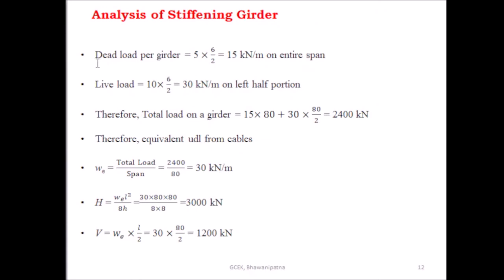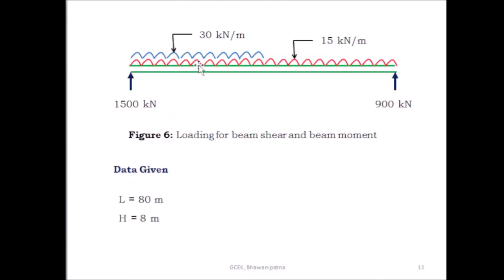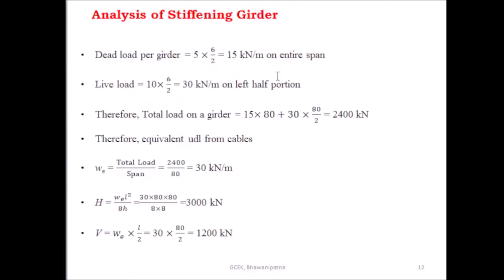So the dead load per girder that you have to find out: the dead load given is 5 kN/m², but 6 is the width of the roadway. So half of the road width goes to each girder. So the dead load per girder is 5 into 3, that is 6/2, which is equal to 15 kN/m on the entire span. This is the dead load coming to each girder, 15 kN/m.